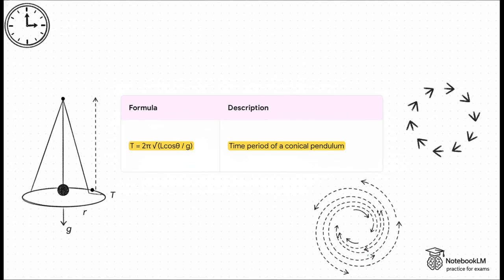The final formula shows us that the time it takes for one full circle depends only on the length of the string and that angle. Again, this is a super important derivation. You really want to have this one in your back pocket for the exam.